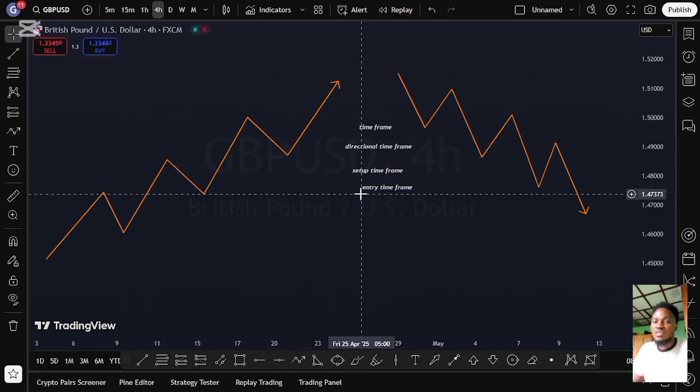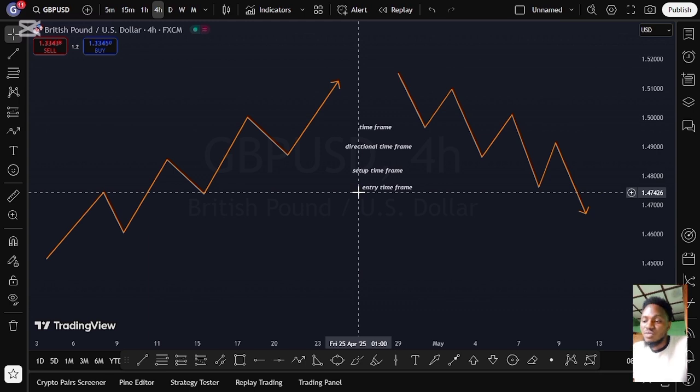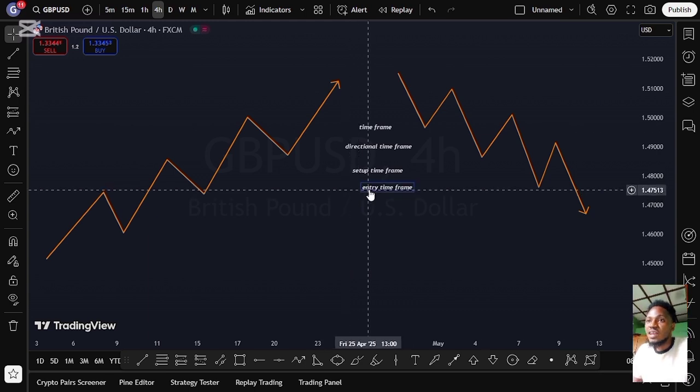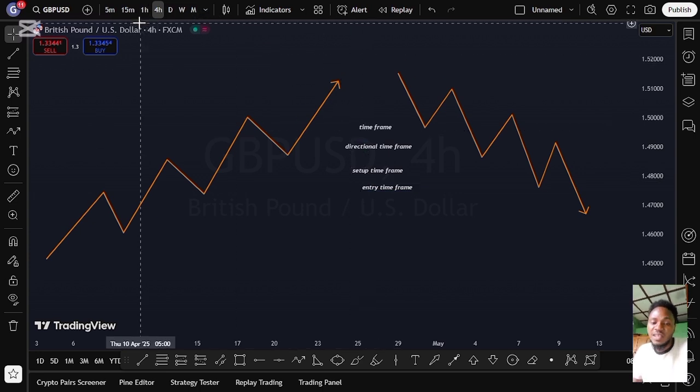So you understand what I'm saying? So time frame is relative to everybody. It means different things to different people, depending on what you are really looking at and what you want to do. Okay, so as a swing trader, you might not be looking at the 1 hour as your overall directional bias time frame.